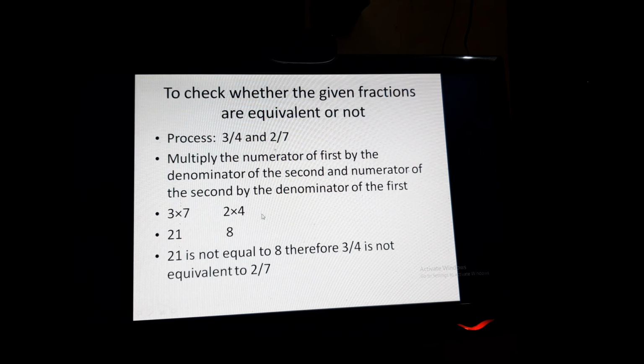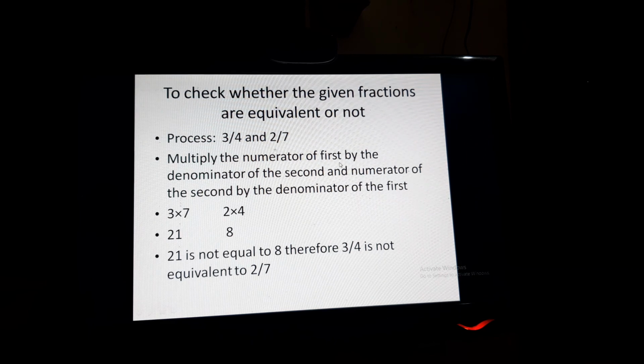After equivalent fractions, next we'll discuss how to check whether the given fractions are equivalent or not. As you can understand, the word equivalent is derived from the word equal. So equivalent means when the fractions are equal, they are called equivalent. Here we are going to check whether 3 upon 4 and 2 upon 7, these two fractions, are equivalent or not. To find out, we'll do the process as described here.